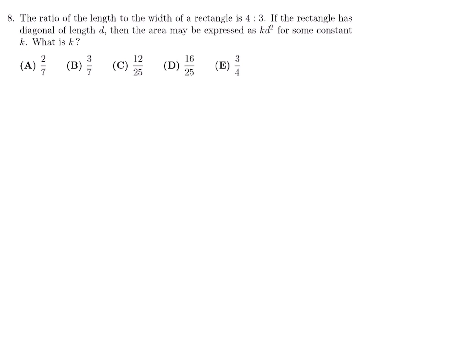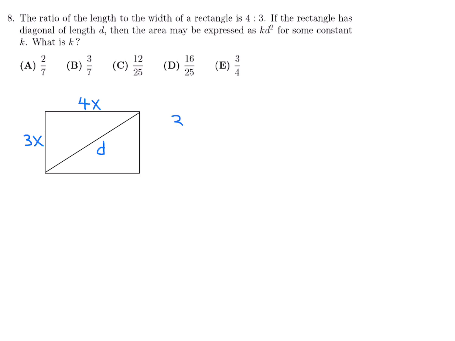The ratio of the length to the width of a rectangle is 4 to 3. If the rectangle has a diagonal length of D, then the area may be expressed as KD squared for some constant K. What is K? All right, let's draw a little diagram and off we go. So we have 4x and 3x for the ratio of the length and width. And of course, we draw a little diagonal, and that diagonal they have designated as just D.